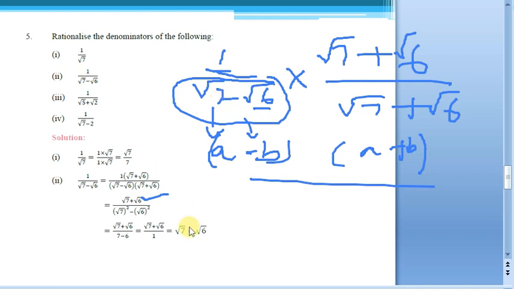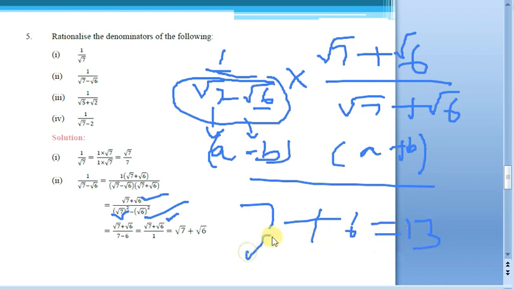In place of a, root 7 is there, so root 7 square, minus in place of b, root 6 is there, root 6 square. So a square minus b square. So root 7 plus root 6 will be root 7 plus root 6 only. Don't add the numbers under roots, okay? These are very different. Suppose if 7 plus 6 are there, you are habituated to add it as 13, but don't do it for this one. Root 7 plus root 6, these are roots, we should not add them. Both are not the same.